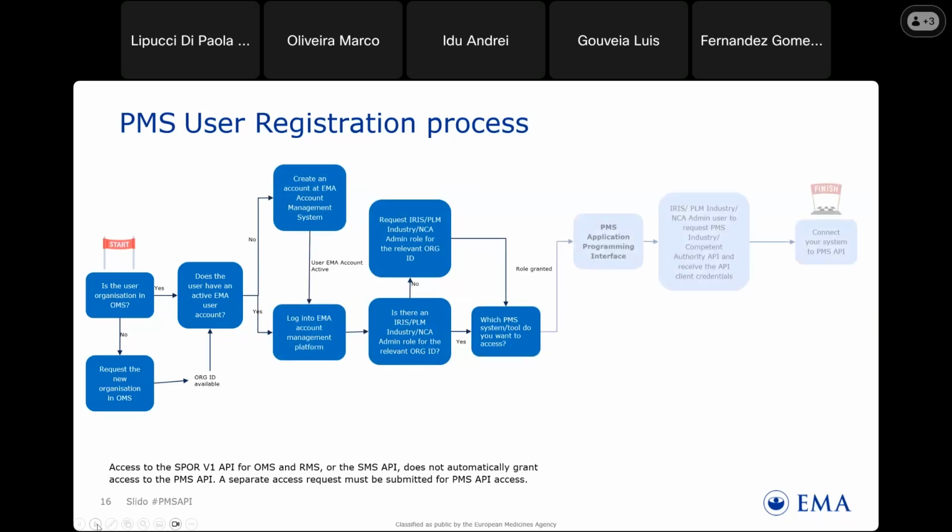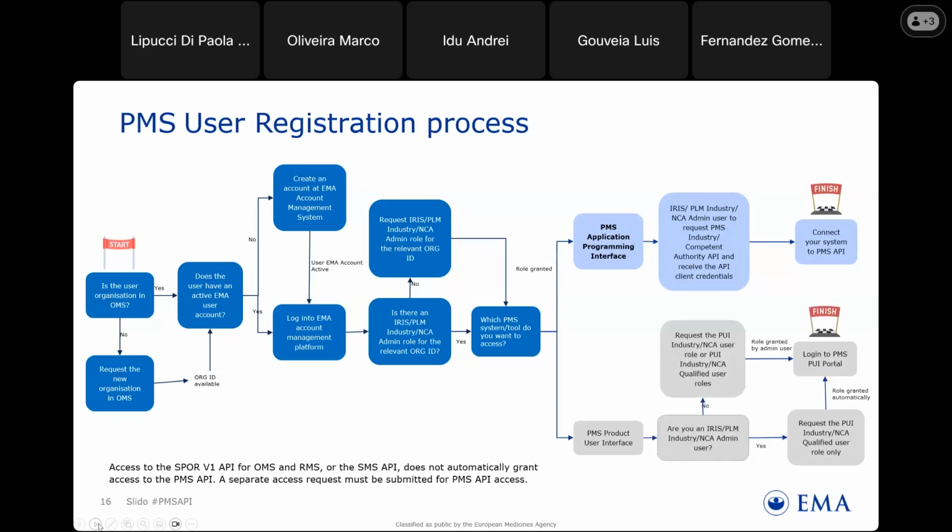And once you've been granted this role, you can push the button, say Request API, and you will be directed to a form where it requests you to submit specific information, such as your email, where you will be receiving your secret credential. And then you can connect to the PMS API.